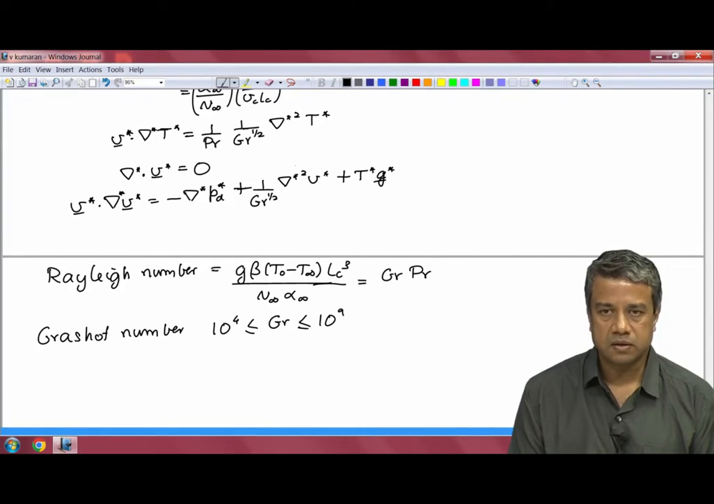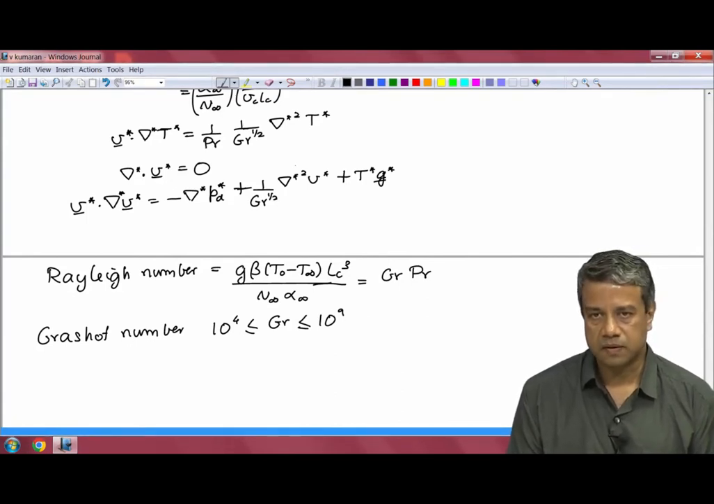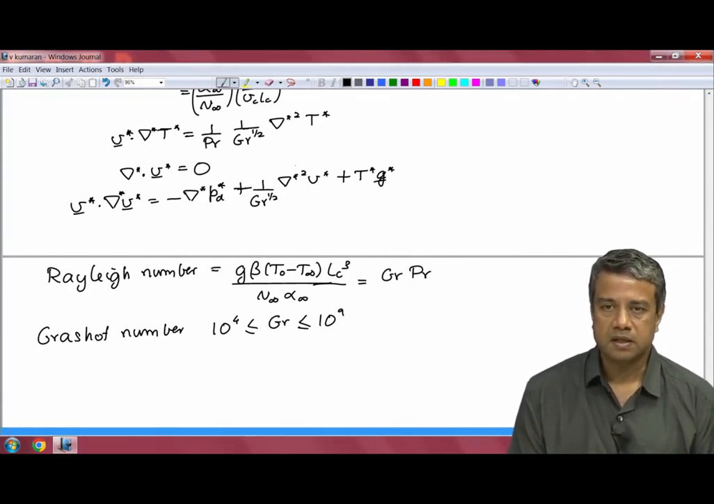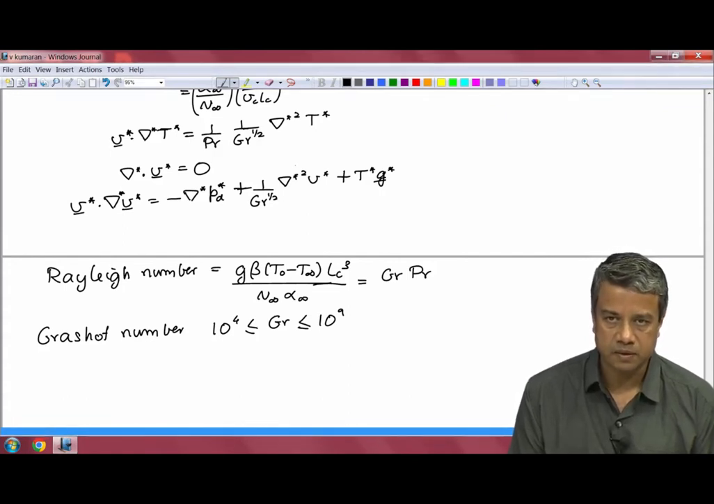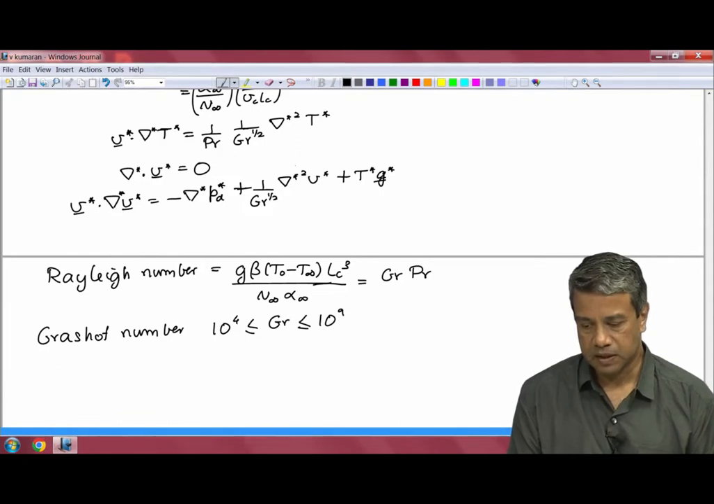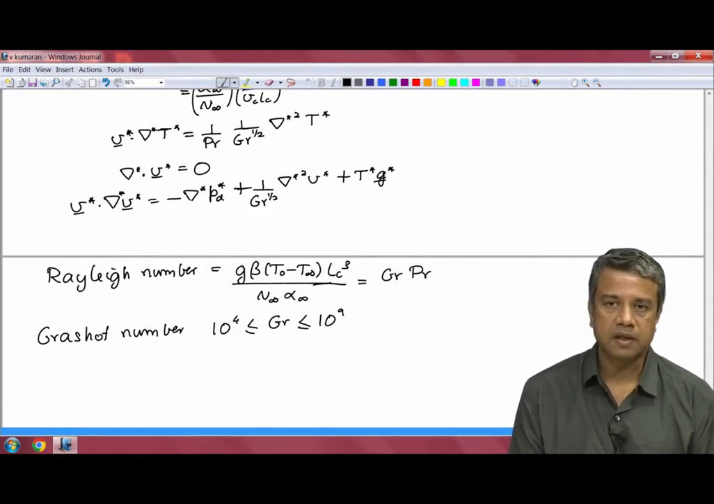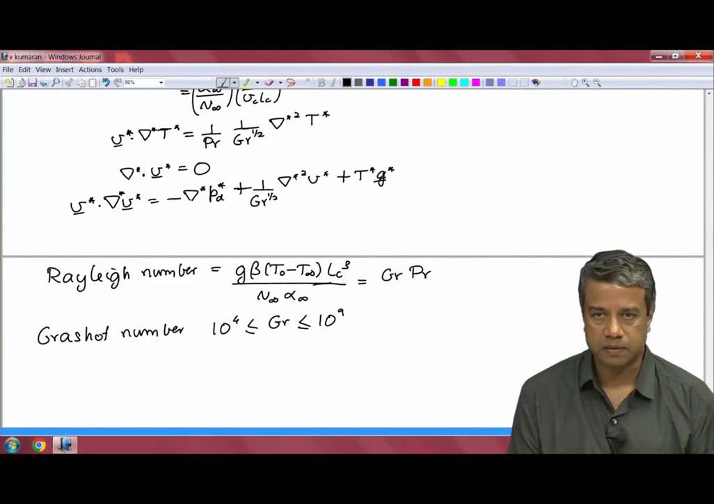In such cases, when the Grashof number is large, it is necessary to postulate the presence of a boundary layer whose thickness goes to 0 as the Grashof number goes to infinity, in such a way that there is a balance between convection and diffusion within this boundary layer. The thickness of the boundary layer is basically determined from the condition that convection and diffusion are comparable.